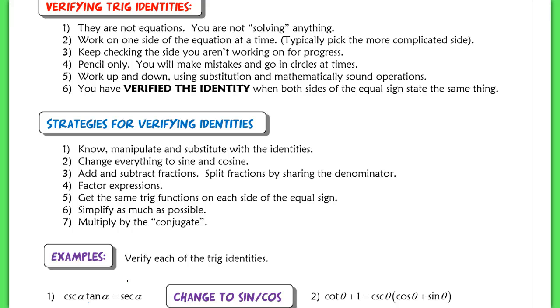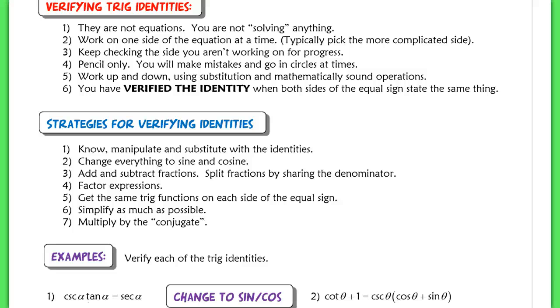One of the things that you want to do is make sure that you're checking the side you aren't working on for progress. For example, I continue to try to simplify this, and if I don't get any closer to the secant of alpha, I would end up stopping and retrying something different. So I usually have to switch up the strategy that I'm working with if it's not going anywhere. Make sure you're working in pencil, because you're going to make mistakes, and sometimes you're going to go in circles. You're going to arrive at the same thing that you stated a couple steps beforehand, and you might get frustrated.